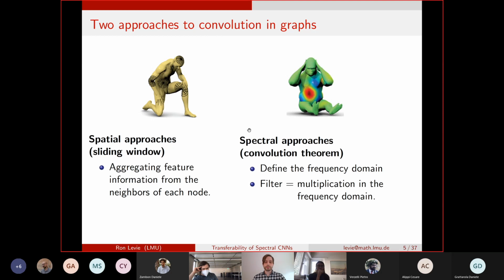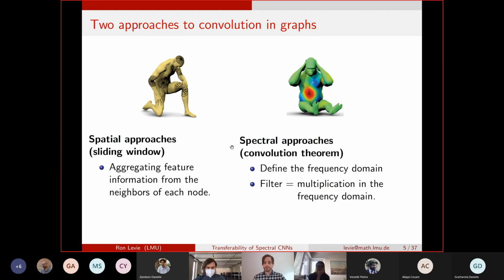Basically, there are two approaches for defining convolution on graphs. Both of them are inspired by the classical Euclidean convolution. Spatial approaches are inspired by the sliding window point of view of convolution. Here the goal is to define a rule for aggregating the feature information from the neighbors of each node and update accordingly the value of the node. Because this rule doesn't depend on the index of the node, we think about it as a sliding window, or more accurately, it is translation equivariant. So we can think about it as a convolution.